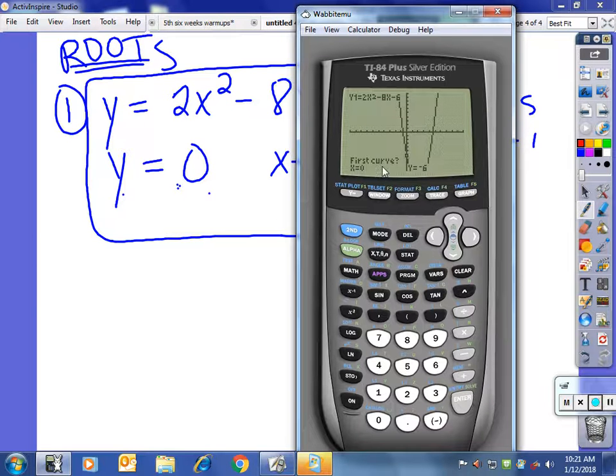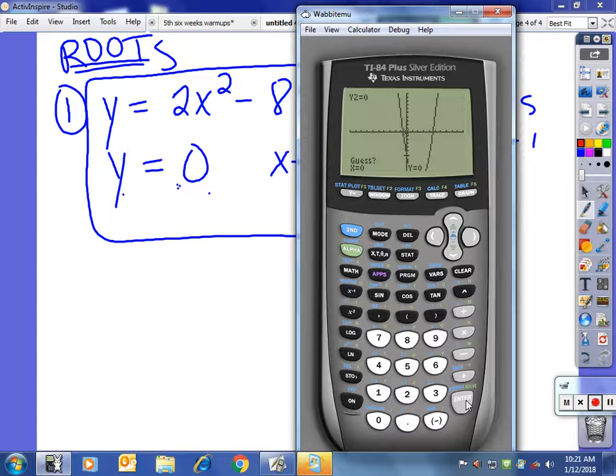The first thing it asks you is first curve, and it's showing up here the first equation I put in, y equals 2x squared minus 8x minus 6. It's got a question mark. Is this your first curve? Yes, I hit enter. Then it puts up y equals 0, and it's asking me, is that your second curve? I hit yes. A lot of kids accidentally stop here.